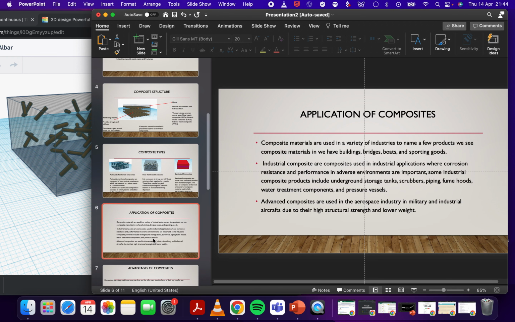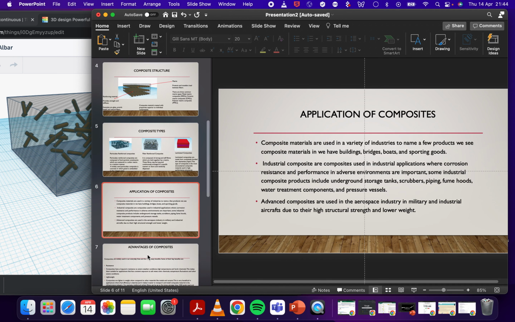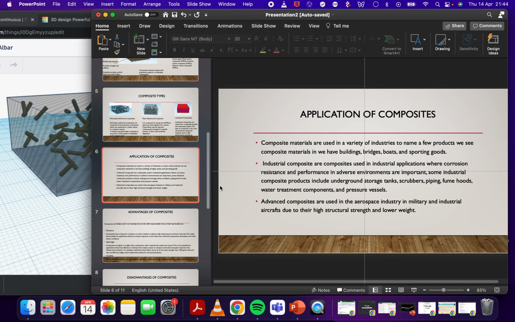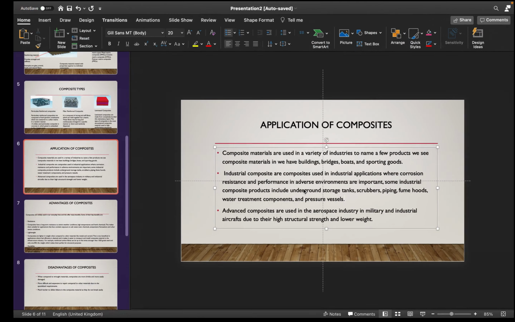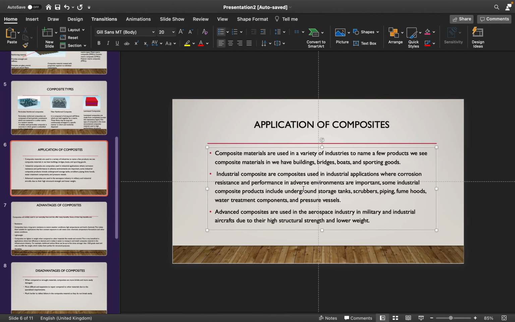Applications of composites. Composite materials are used in a variety of industries. To name a few, we see composite materials in buildings, bridges, boats, and sporting goods. Industrial composites are used in applications where we need corrosion resistance and high performance in adverse environments. Examples of products where composite materials are used are piping, fume hoods, water treatment plants, and others. And advanced composites are used in the aerospace and aviation industry due to their high structural strength and lower weight.